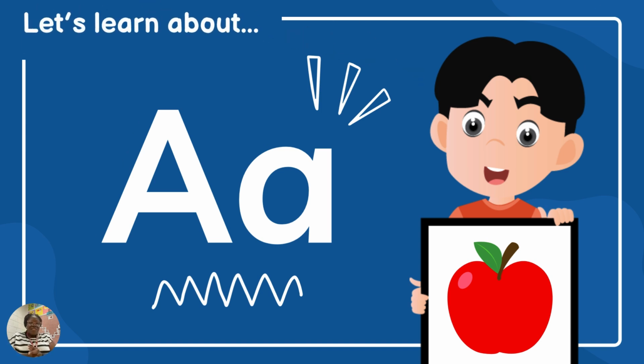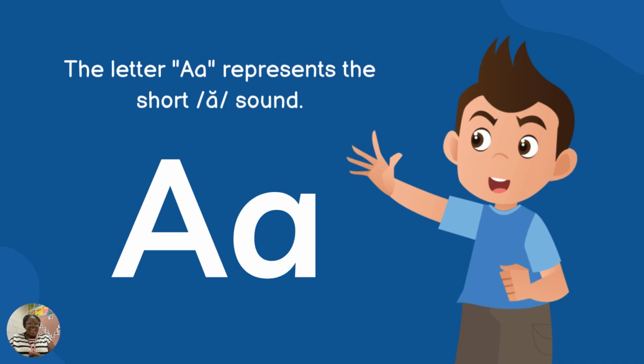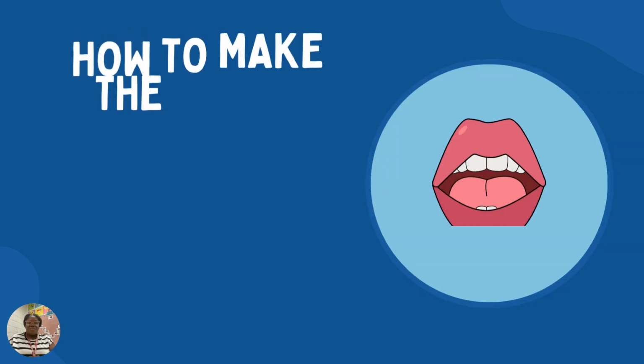All right, this is the very first letter that we learned last week, the letter A. Remember, get your apple, hold your apple in your hand. A makes the A sound. The letter A represents the short A sound. And also remember that A is a vowel.